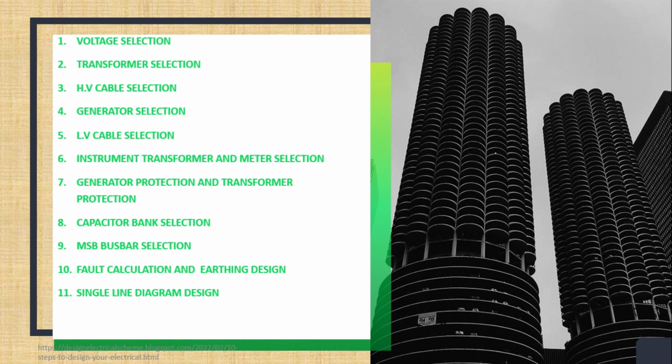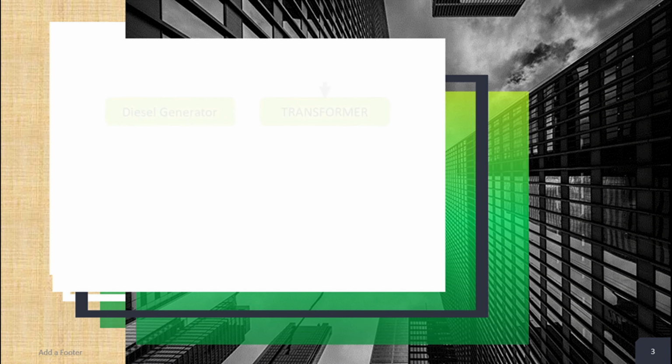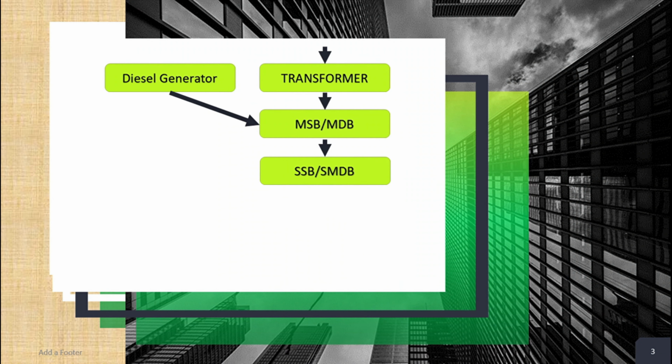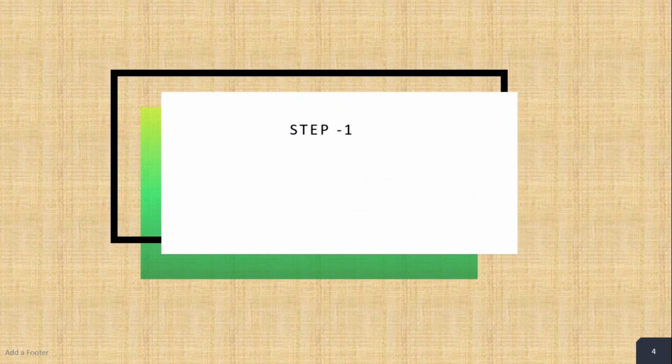In electrical design, we have to take a few elements into consideration in the downstream of the supply. They are from the transformer and diesel generator, the supply goes to MSB or MDB. From the MSB, the supply goes to SSB or SMDB. And from there, the supply goes to the final DB, FDB. And finally, the supply goes to the electrical points, which are outlets like switches, sockets, lights, other machineries, electrical appliances, etc.